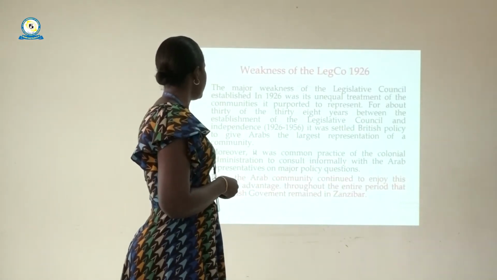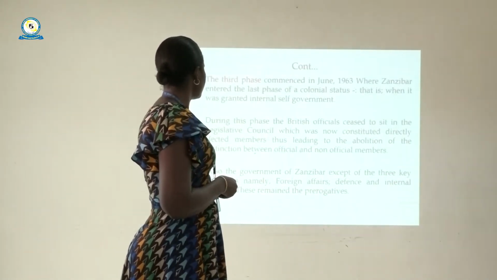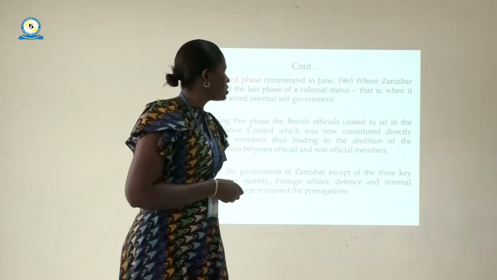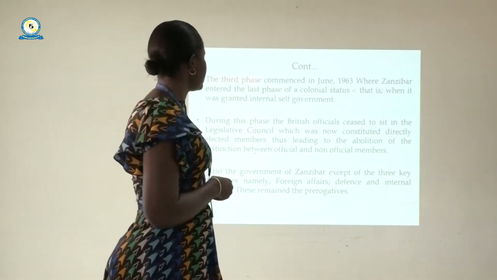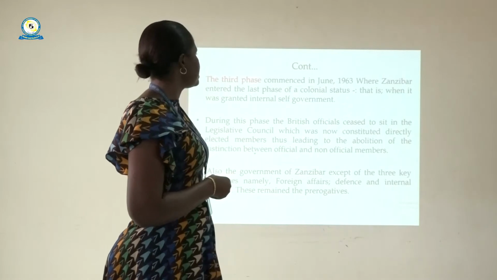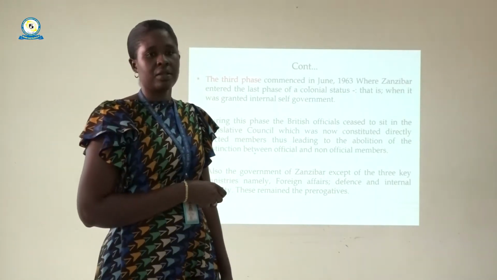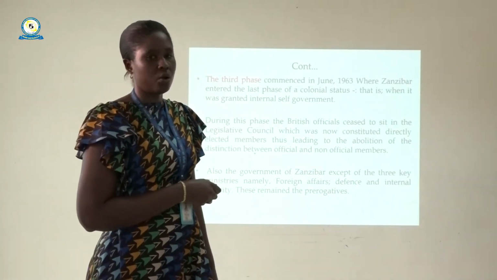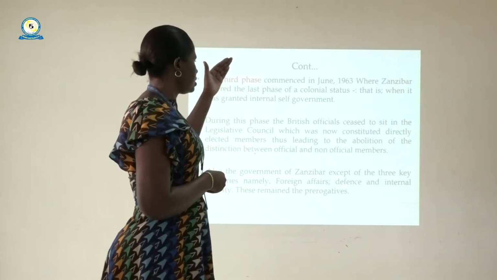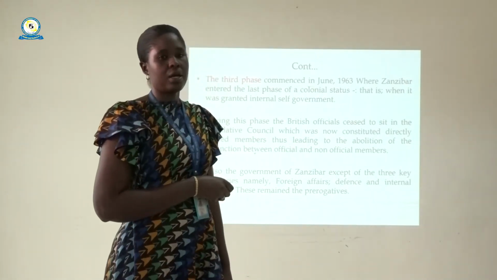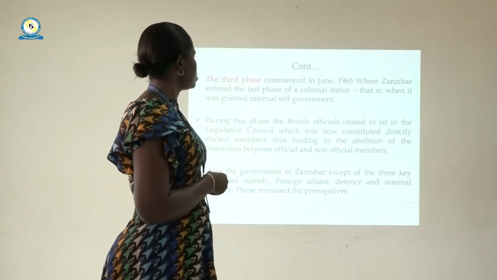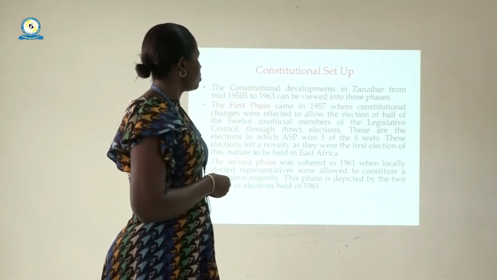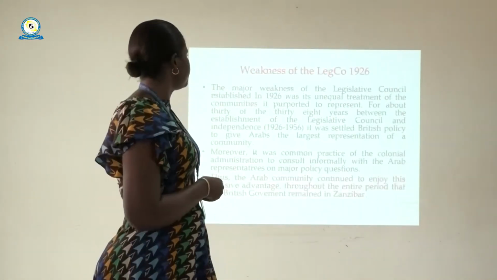And the third phase was seen in 1963, where Zanzibar entered the last phase of colonial status. So these were the 3 phases where the constitutional setup would be observed.